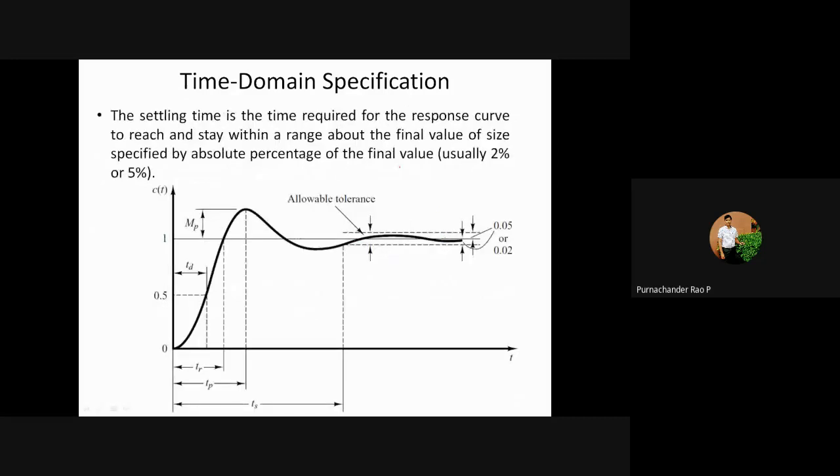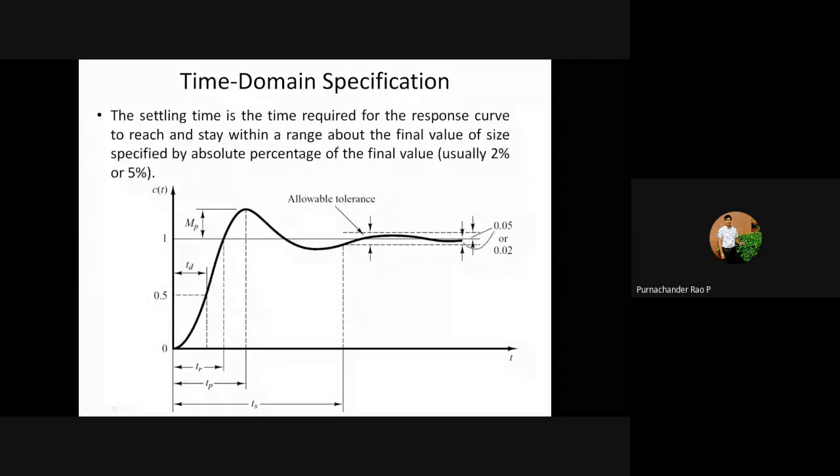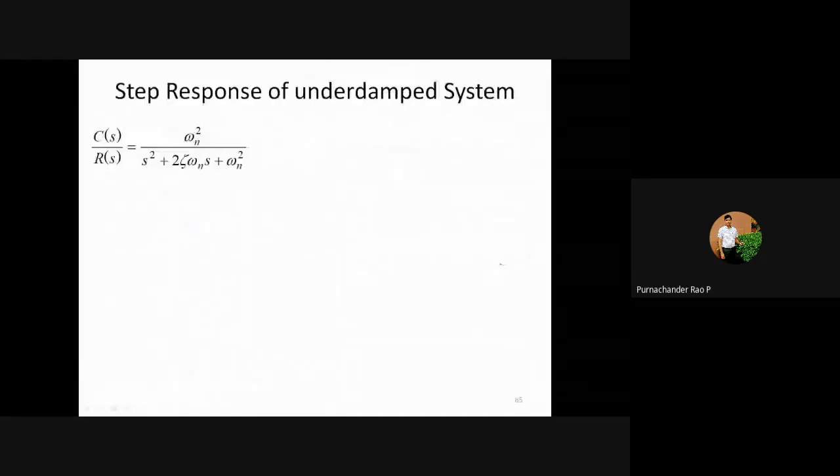So this will indicate the stability of a system. And then the settling time: the time required by the response to reach and stay within a range about the final value, of a size specified by an absolute percentage of the final value, that is 2% or 5% here. So these are the time domain specifications.